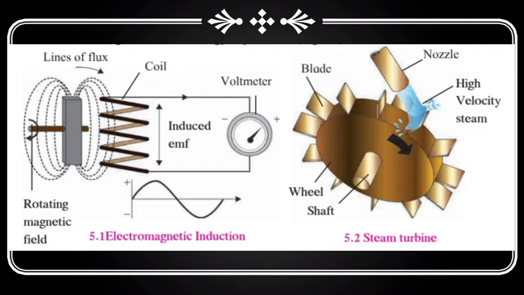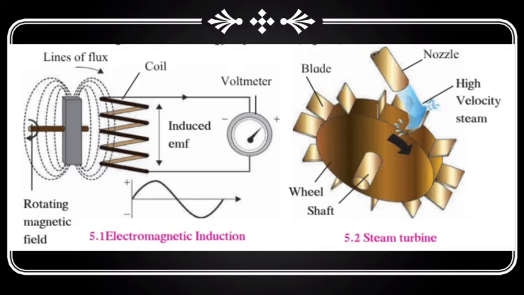See students, right now on the screen you are able to see a steam turbine, where high velocity steam enters from the nozzle to the blades, and whenever it hits the blades, the turbine starts rotating. The wheel and the shaft which is connected to the generator also rotate the generator shaft. Because of that, what happened? The magnet becomes stationary and the conductor starts rotating. Sometimes the shaft is connected to the magnet, so the magnet starts rotating and the conductor becomes stationary. It depends on the construction we have used.